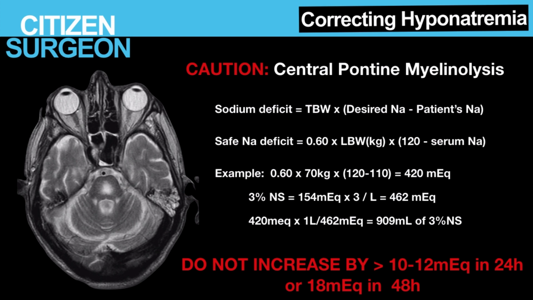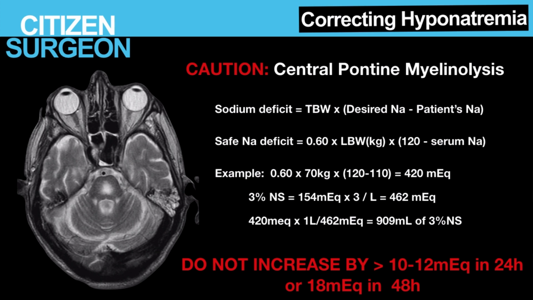So if we do that, in an example, a 70 kilo person, that's what we'll just use every time. So 0.60 times 70 times 120, which is our desired sodium concentration for a safe correction, minus 110, which is the measured, is 420 milliequivalents of sodium. So how do you give that?